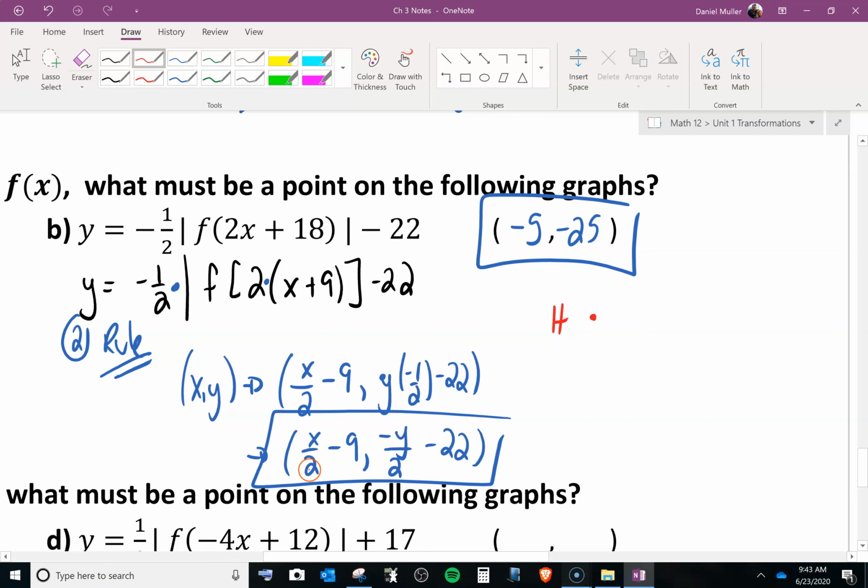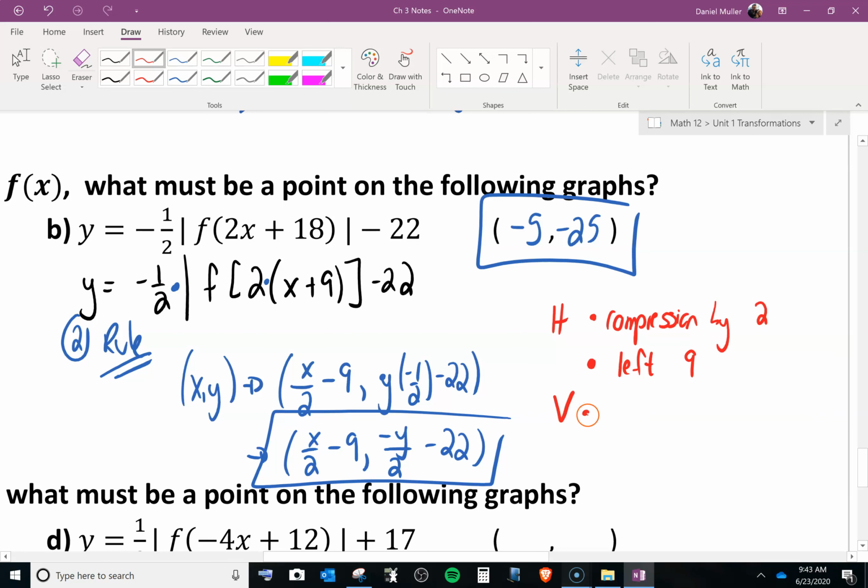Well, I'm cutting it in half. I'm dividing by 2, so it's a compression. So it's a horizontal compression by 2. And then I've also got a -9, so that's going to be left, because left is minus, so left 9.